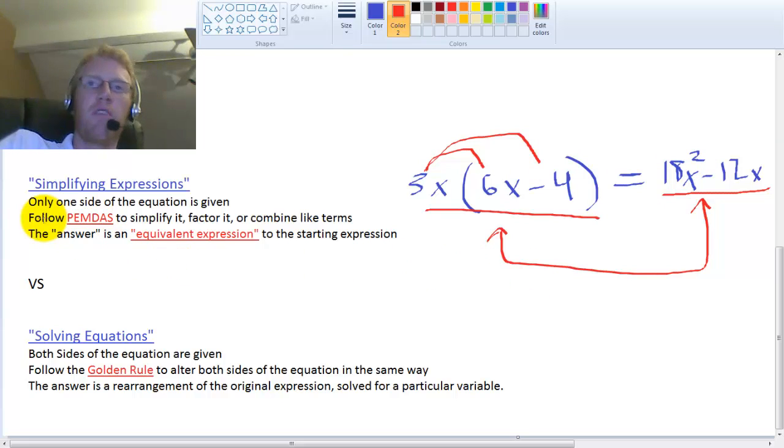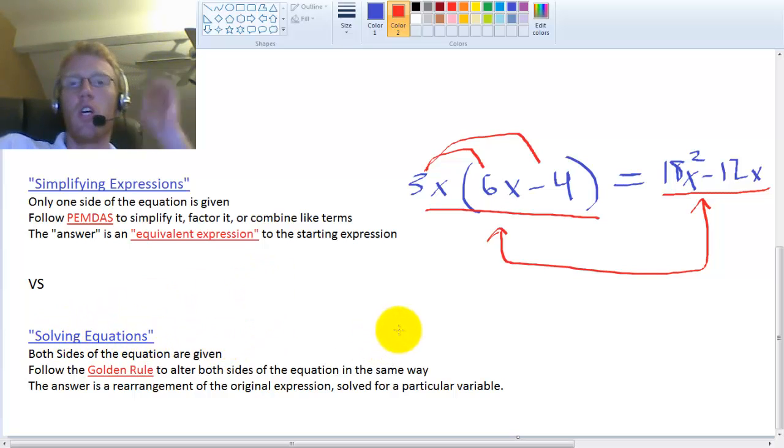The way that you simplify an expression is by following PEMDAS. You won't be adding 5 to both sides because you don't really have this other side here. You don't really have the other side here to add to. You're creating that side by following PEMDAS. Okay. Completely contrasted to that is solving equations.